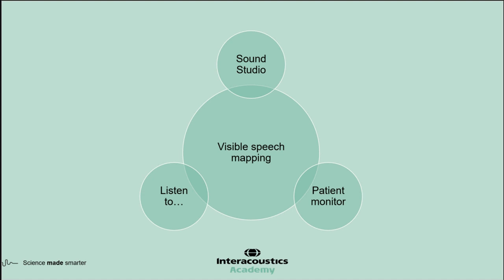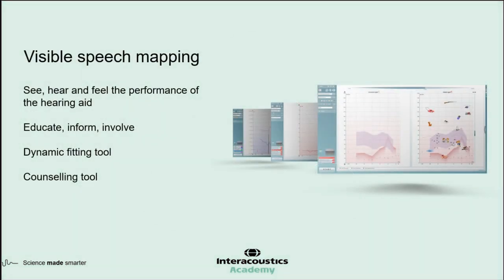The big one on the screen here is visible speech mapping, and we're going to go into that in a bit more detail just now. Visible speech mapping is a module within the software that allows you to really see and hear and feel the performance of the hearing aid. It's a great method of educating, informing, and involving parents, patients, loved ones, caregivers in the experience of what the hearing aid is doing. It's both a dynamic fitting tool, so if you perform percentile analysis, this is where you might do that, but it's also a counseling tool wrapped up in one.